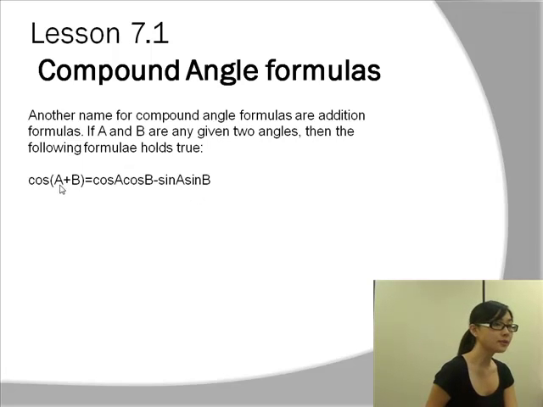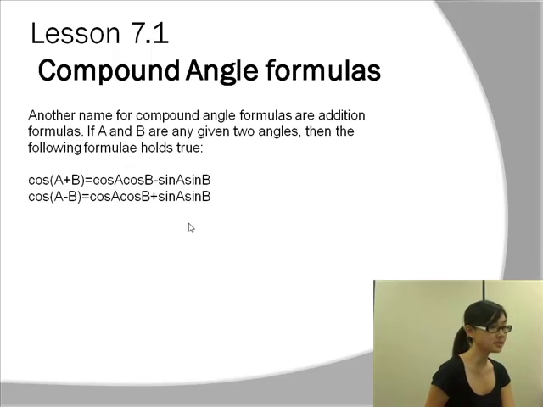When you're doing the compound angle formula for cos, make sure you pay attention to the sign, because the sign on one side of the equation is reversed on the other side of the equation. So in this case, we had A plus B, but on the other side, we had a subtraction sign. Cos of A minus B equals cos A times cos B plus sin A times sin B.